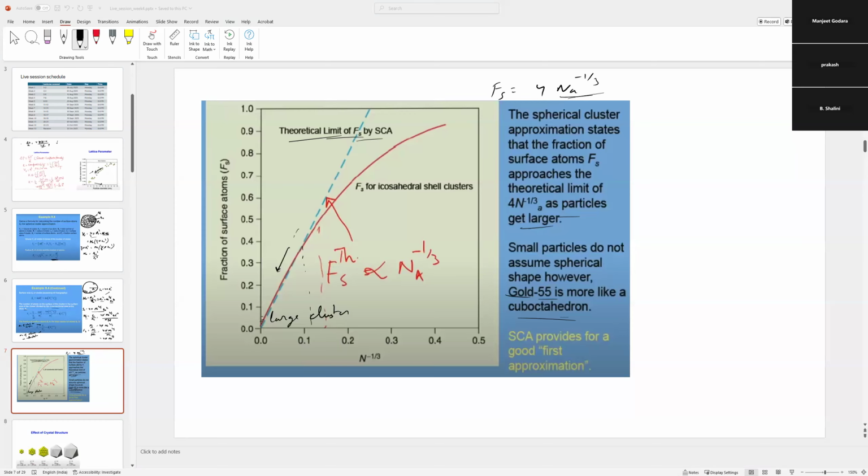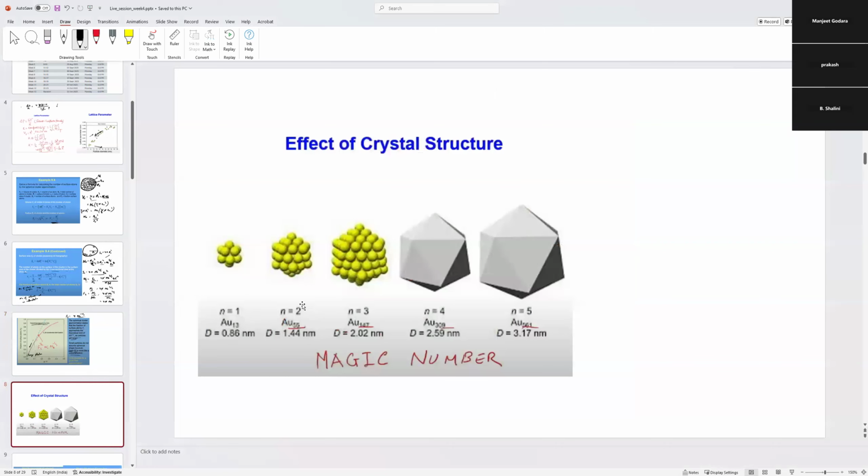Sorry about that. Okay. So next is how your crystal structure affects your particle shape, where we have introduced magic numbers.